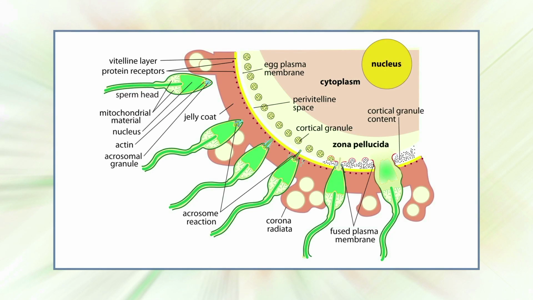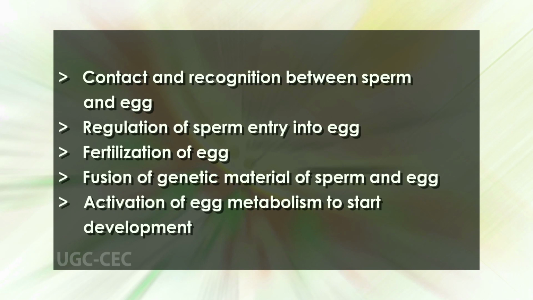Although the details of fertilization vary from species to species, it generally consists of four major events. First, contact and recognition between sperm and egg. Second, regulation of sperm entry into the egg.